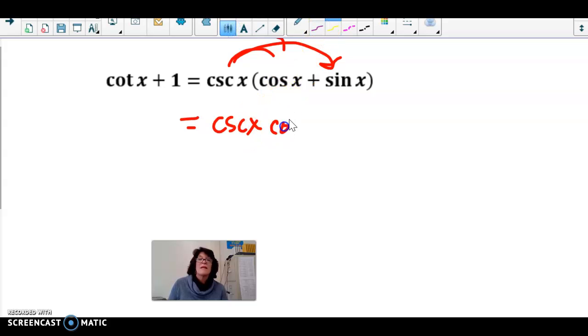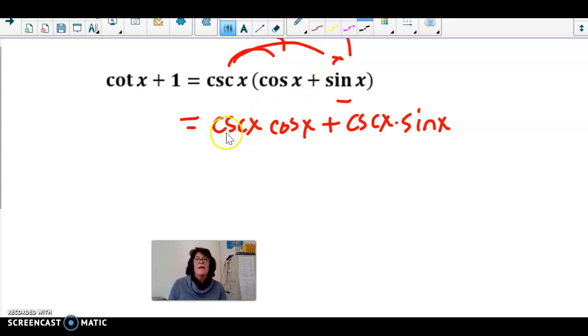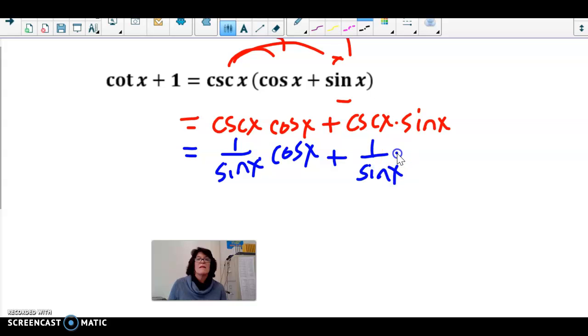So I have cosecant x times cosine plus cosecant x times sine. Gosh darn it, I'm so sorry. This is extra sensitive today. Cosecant x times sine. Okay? Now cosecant I know is 1 over sine. I'm just trying to get things to cancel if they can. If I multiply these two fractions together, I get cosine over sine.